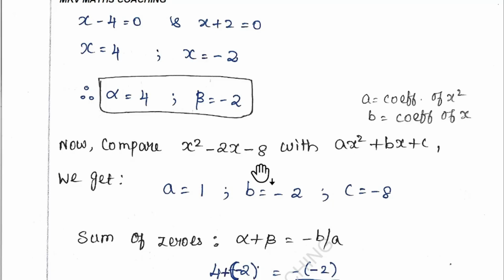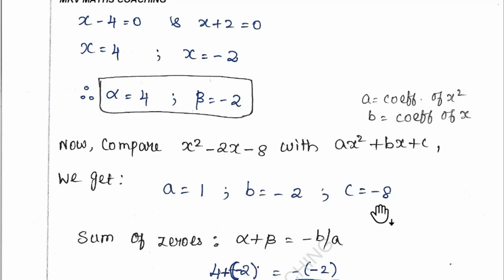This is your given question. So just compare it and find a, b, c values. A is the coefficient of x square. What is coefficient of x square? The number attached with this variable x square. So here how many x square are there? Only one x square is there. So a is 1. Here how many x are there? Minus 2x are there. So minus 2 is b. And the constant is c.